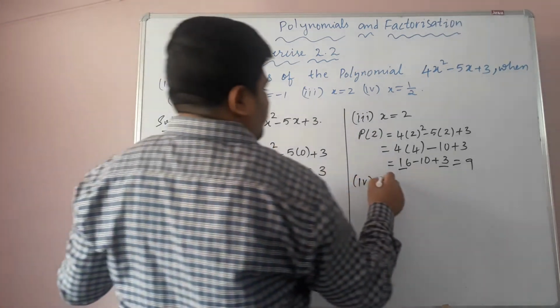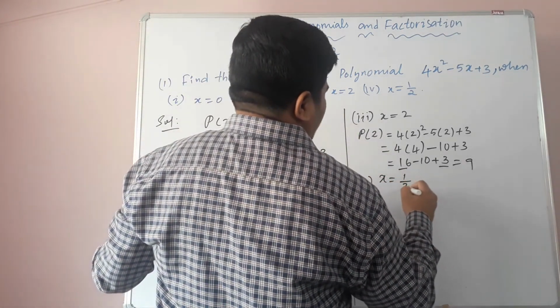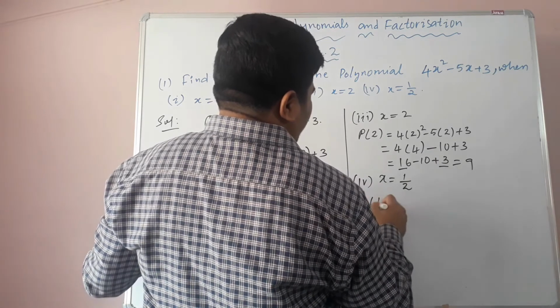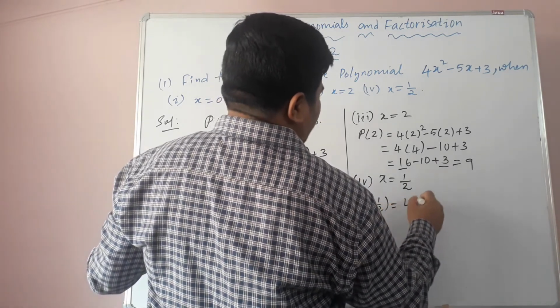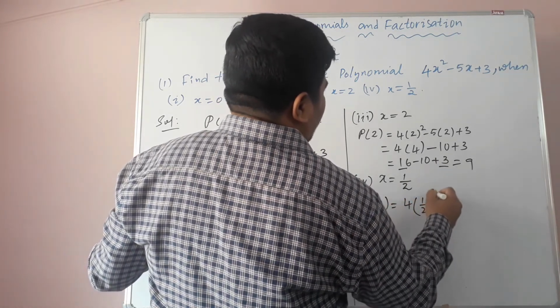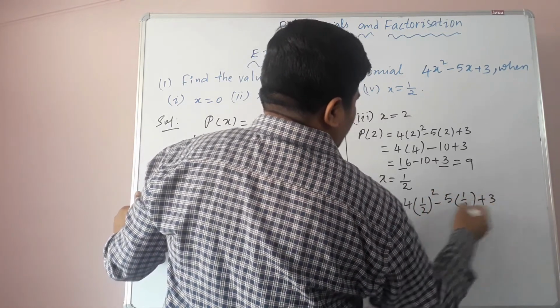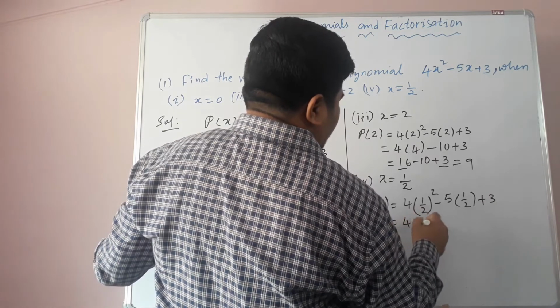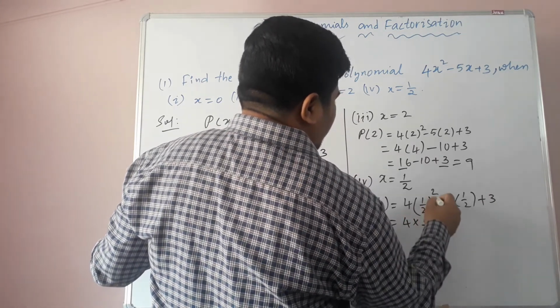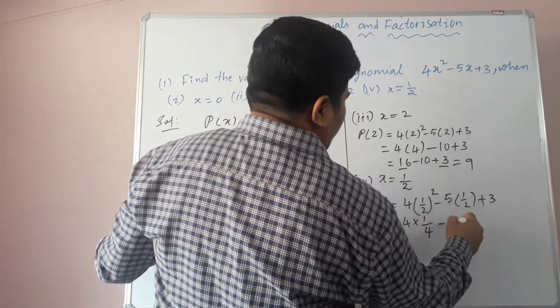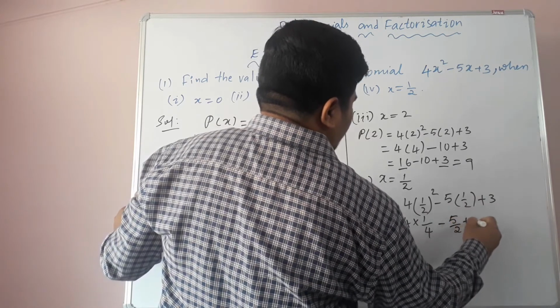x is equal to half. Okay, so 1 by 2. So now p of 1 by 2 is equal to, just replace x with half. 4 into (1 by 2) square minus 5 into 1 by 2 plus 3. So students, 4 into (1 by 2) square, the value is what? 1 by 4. 1 by 2 into 1 by 2 is 1 by 4. Minus 5 into 1 by 2 is what? 5 by 2, plus 3.